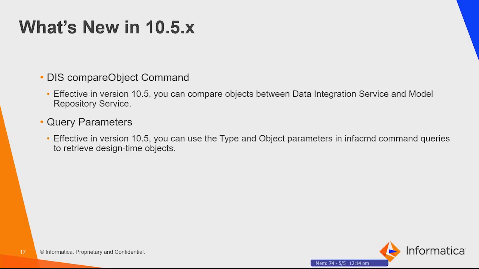Now coming back, what is new in 10.5.x? The first command available is called compare object. It can compare the object across the data integration service, and also across the domains. The second functionality new to 10.5.x is query parameters. In 10.5.x, we can use the type and object parameters in the InfraCMD commands in order to filter the design time objects.